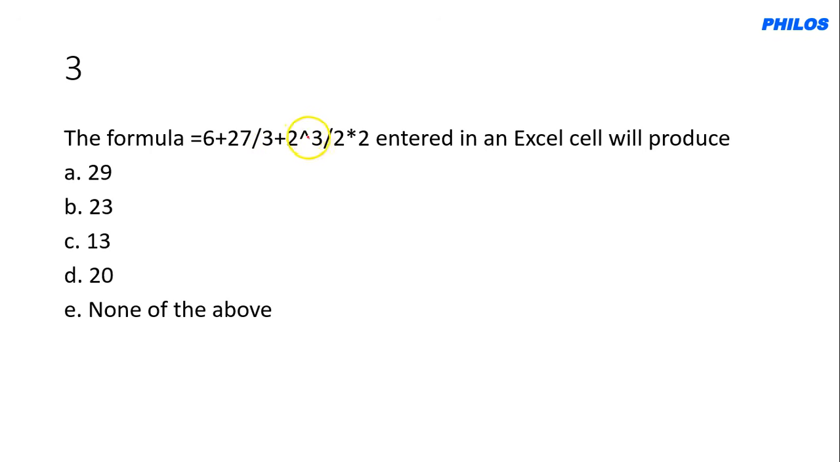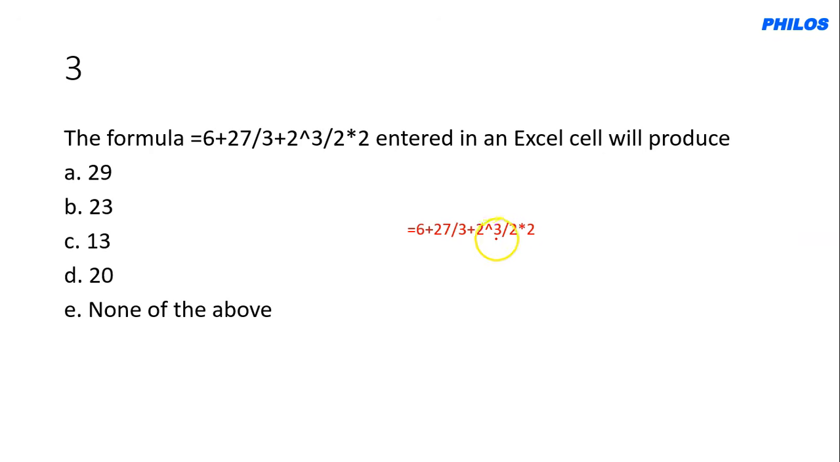This sign means exponent, divided by 2 times 2. Now, to solve this question, we are going to follow the order of operations. In order to follow the order of operations, you can see that we have plus here, division here, exponent, and multiplication. Among these 4 operations, which one are we supposed to operate first? The first one you must operate among these 4 should be the exponent.